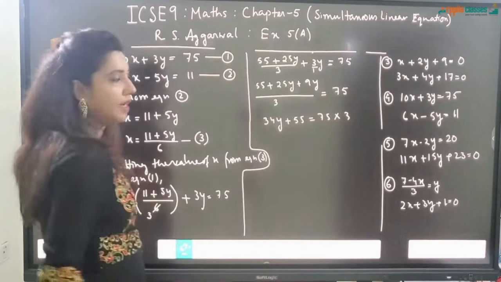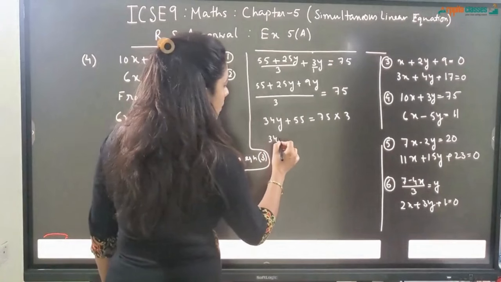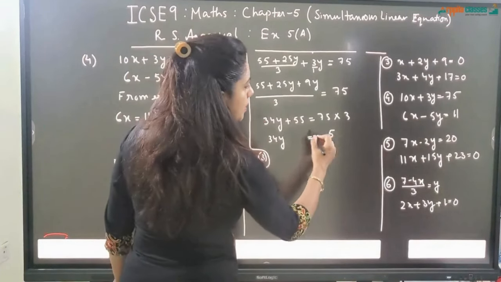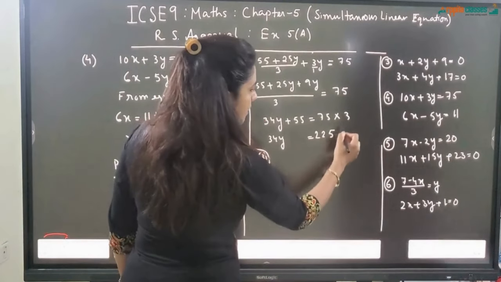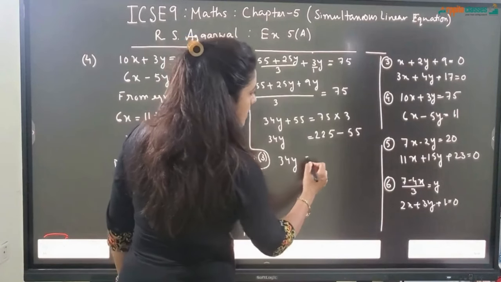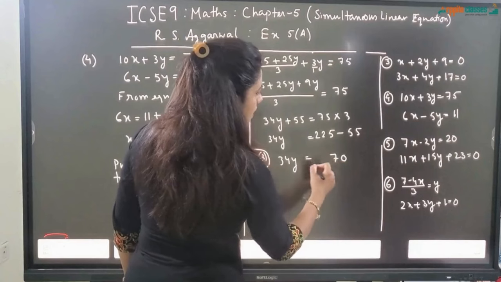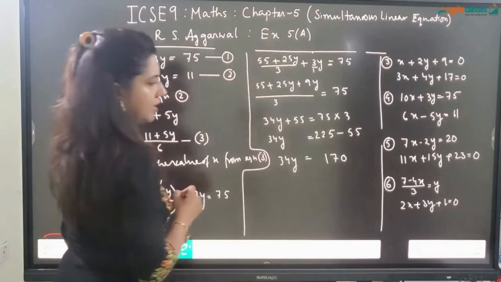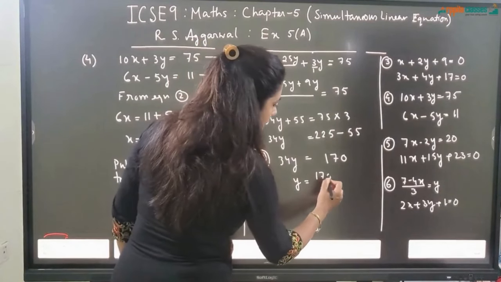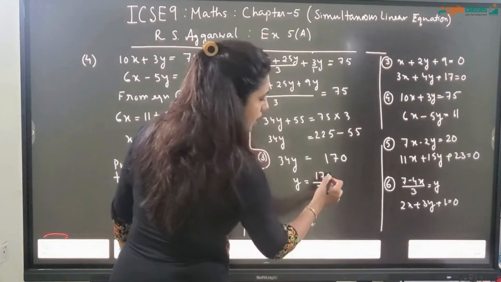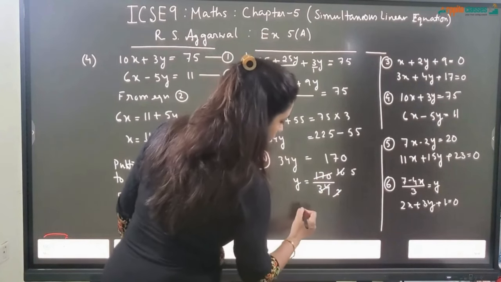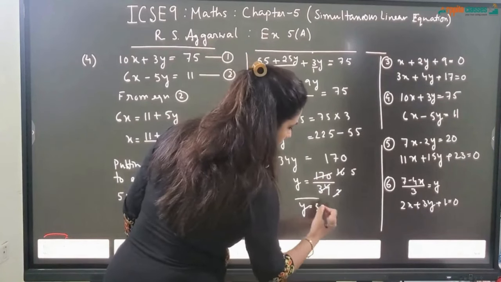3 goes that side. So 34y is equal to 75 into 3, 225, and 55 will go that side, so minus 55. So 34y is equal to 170. Yes, so y is equal to 170 divided by 34. 17, 10, 17, 2, 2, 5. So the value of y is equal to 5.